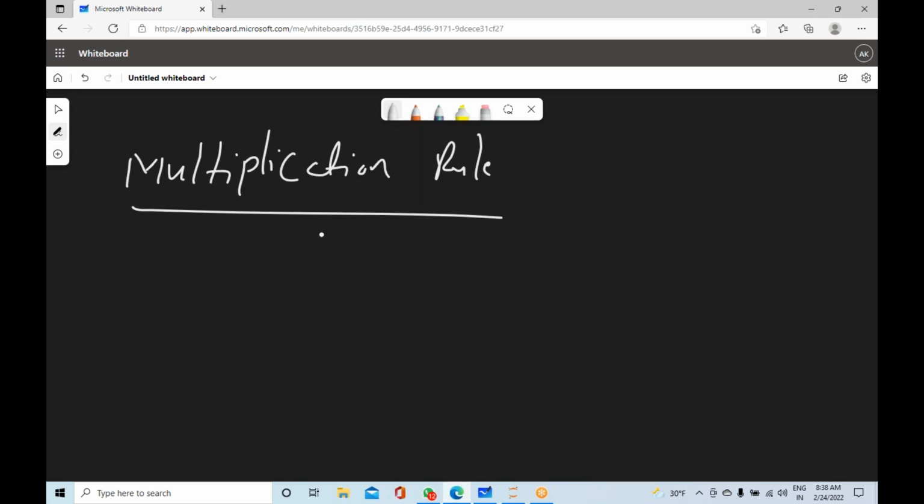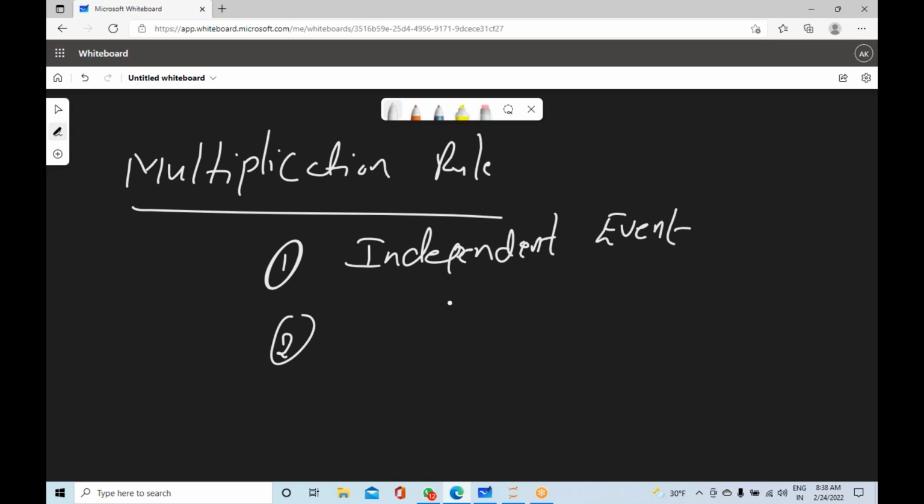So product. So let me talk about the multiplication rule. When you are coming to the multiplication rule, here we have to understand the two types of events. One is the independent event, and the second one is the dependent event. Okay, so let me go with understanding the independent event.